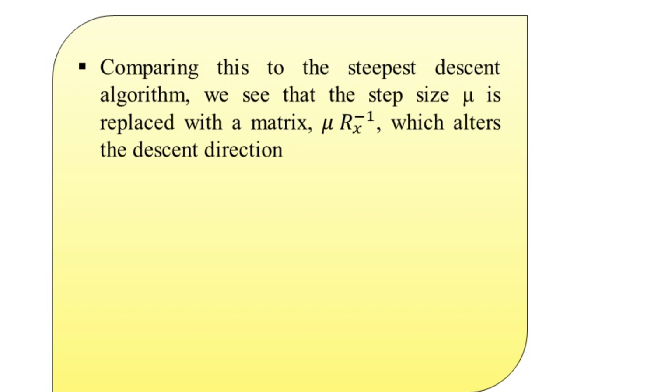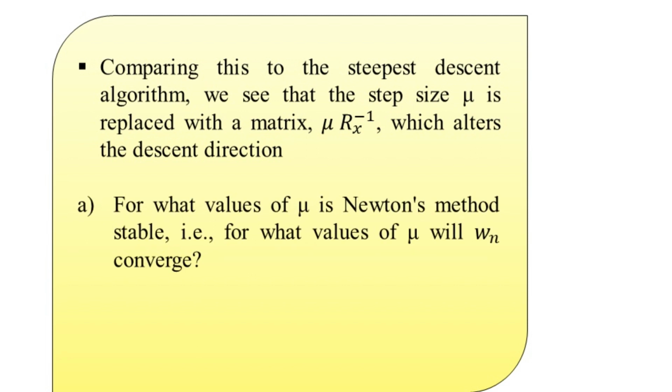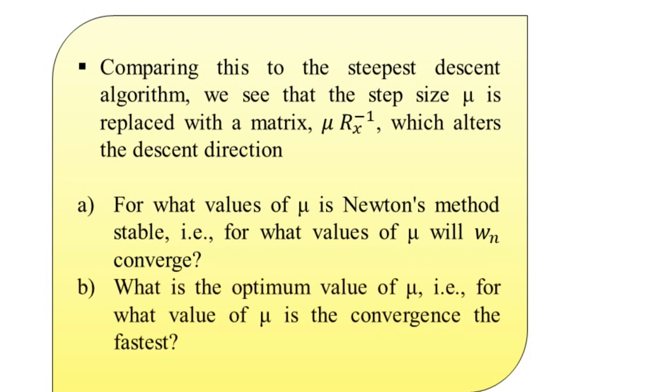Now the questioning part is divided into four: we have parts A, B, C and D. In part A, the question is: for what values of mu is the Newton's method stable? That is, for what values of mu will w suffix n converge? So this is the question in part A. In part B, the question is: what is the optimum value of mu? That is, for what value of mu is the convergence the fastest?